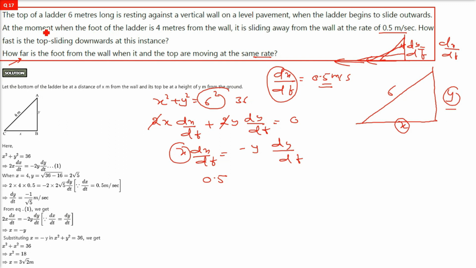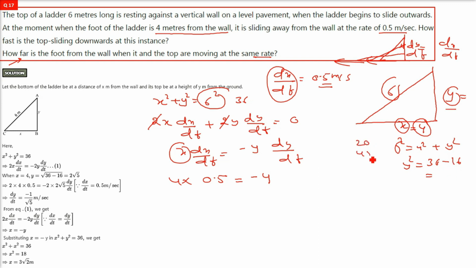There are also certain things given, that is the foot of the ladder is 4 meters from the wall. So x is 4, dx by dt is 0.5 meter per second, and what will be y? dy by dt is to be computed, so we need y also. If this is 4, this is 6, again we apply the Pythagoras theorem. So 6 square is equal to x square plus y square. x square is 16, so this will be 36 minus 16, under root of 20. 4 5s are 20, so you can take 2 outside, 2 under root 5. This is 2 root 5.